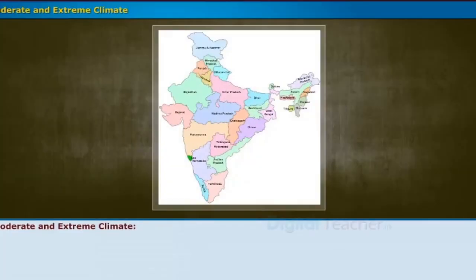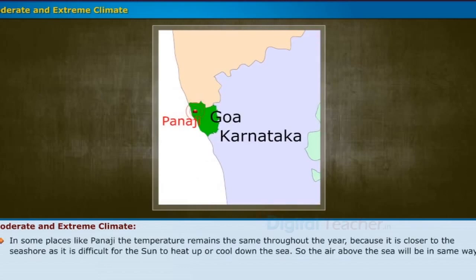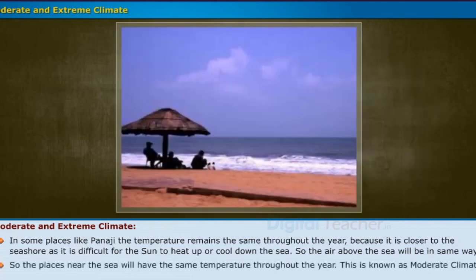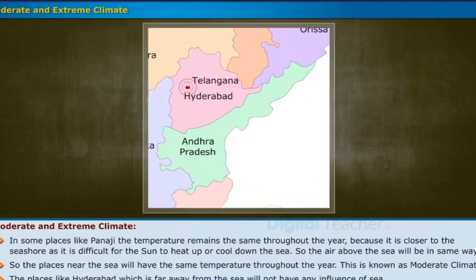Knowledge. Now, let us learn about the moderate and extreme climates. In some places like Panaji, the temperature remains the same throughout the year because it is closer to the seashore, as it is difficult for the sun to heat up or cool down the sea. So, the air above the sea will be the same way. So, the places near the sea will have the same temperature throughout the year. This is known as moderate climate. The places like Hyderabad, which is far away from the sea, will not have any influence of sea.